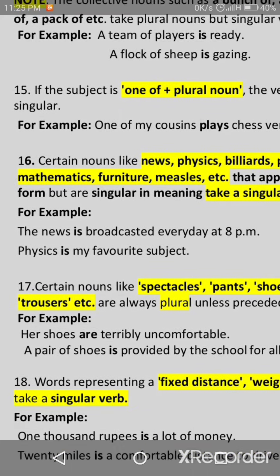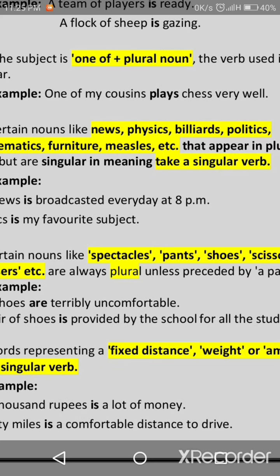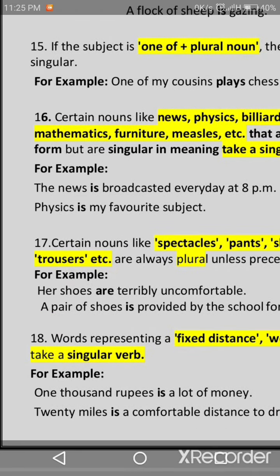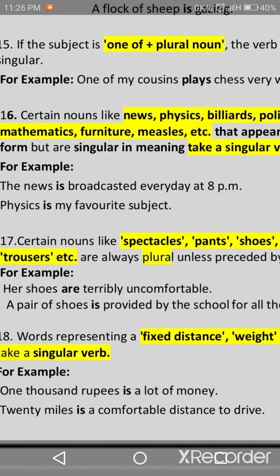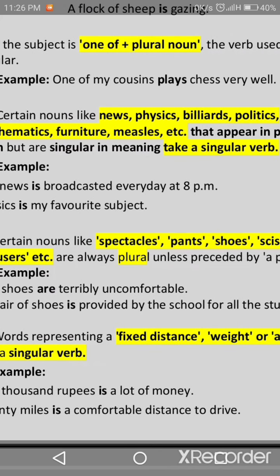Rule number 15: if the subject is one of the plus a plural noun, then the verb used is singular. Whenever the phrase one of the is used, a singular verb is used. For example, Diwali is one of my famous festivals. Remember, children, after one of the, always a plural noun is used, one of the famous festivals, but the subject is singular. For example, one of my cousins plays chess very well.